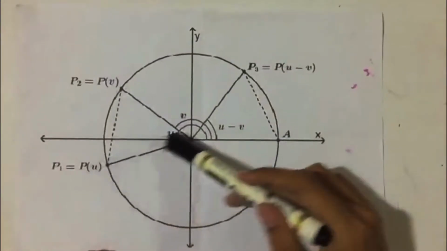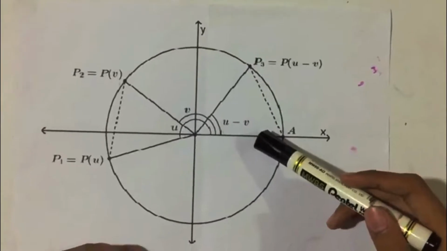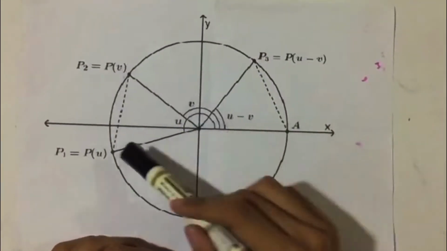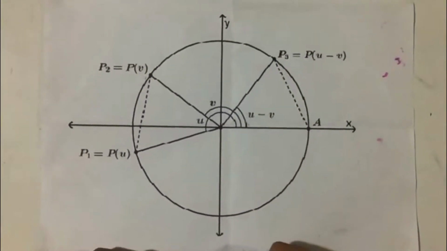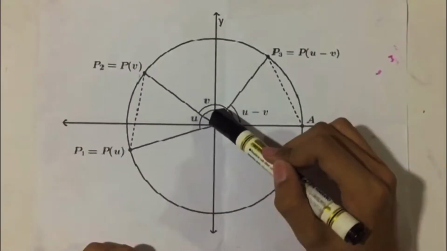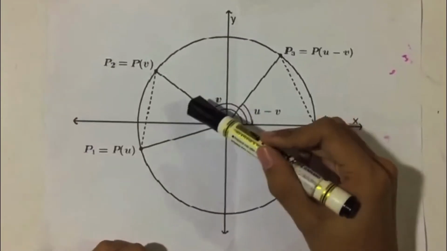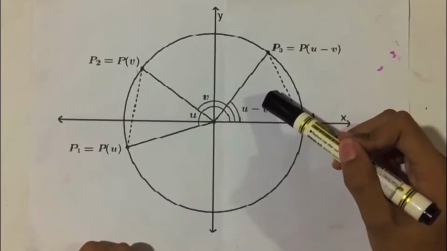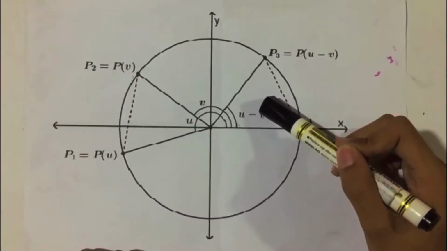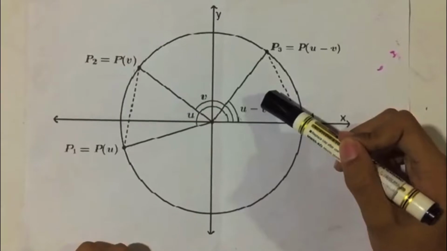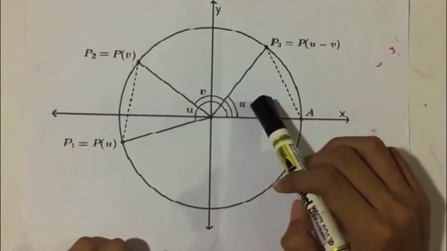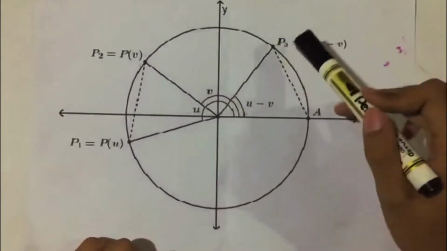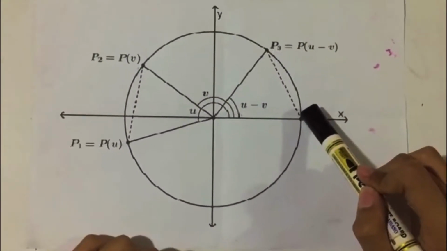These lines are the radii of the unit circle, and the radii of a circle are all equal. Hence, these lines are all equal. If you subtract angle V from angle U, the result is angle U minus V, which lies here, and which is also equal to the angle here, also angle U minus V. So by the SAS postulate, or the side-angle-side postulate, these two triangles are congruent, and the line from point 1 to point 2 and from point 3 to point A are also equal.